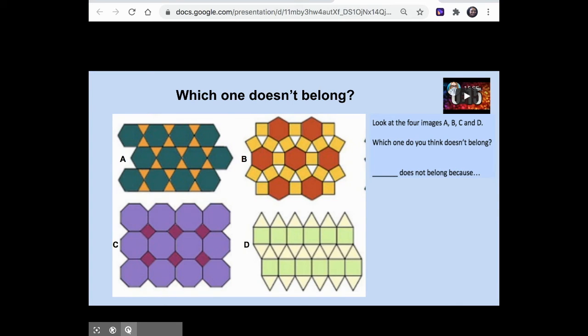Let's try another example. As teachers, we need to practice these routines so that we can anticipate what some of the student responses will be. Look closely. I will give you 15 seconds to decide which one doesn't belong, and you must have your justification as to why you believe that.